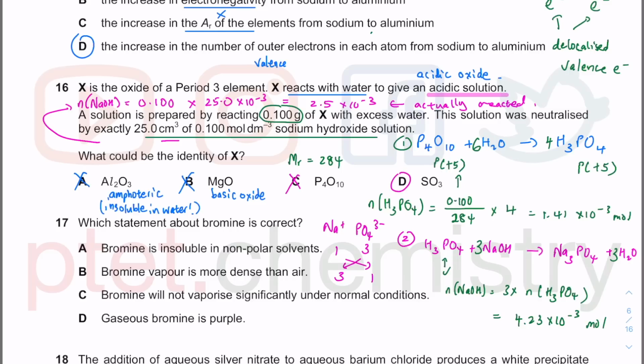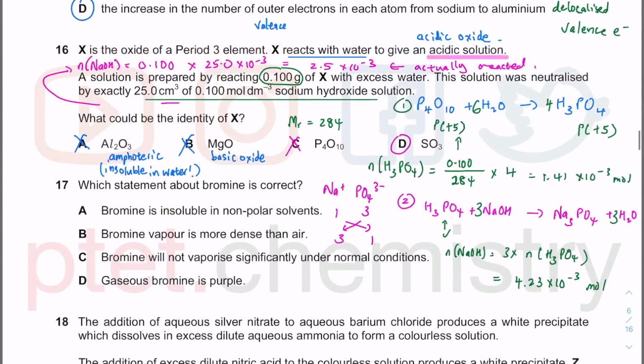D must be the answer. I leave it as an exercise for you to confirm that D will be the answer. You write the equations. SO3 plus H2O will give you H2SO4. H2SO4 is a sulfate. So the sulfuric acid plus the NaOH will give you sodium sulfate, and you can do the exact same calculation and convince yourself that D is the answer.